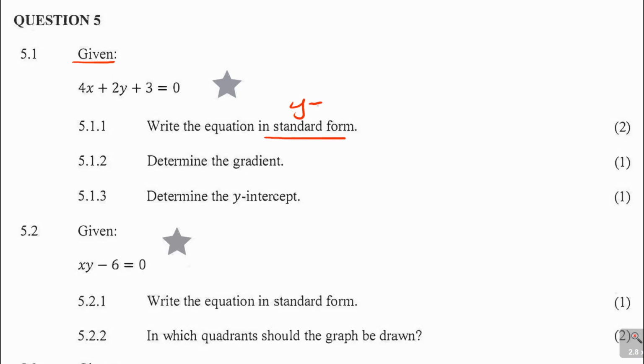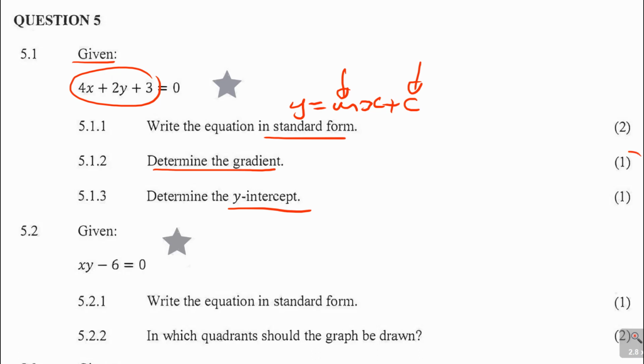Remember, the y is equal to mx plus c version, so you are converting that into that. Determine the gradient. Remember, this then automatically becomes the gradient. The y-intercept then is c. That's why it's 1 mark, 1 mark. The moment you can write it like that, you can literally write your m. When they say the gradient, you tell us your m. The intercept, it's your c. But that's what you needed to do there.